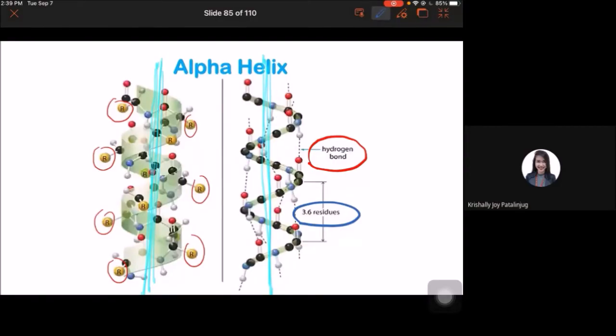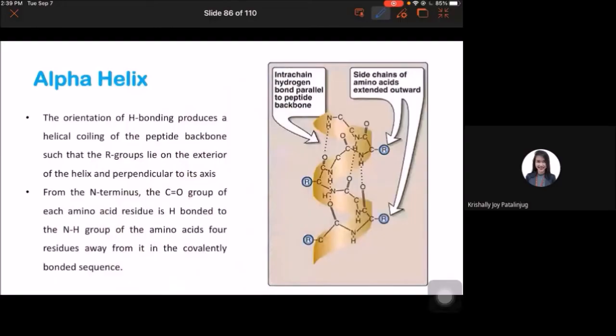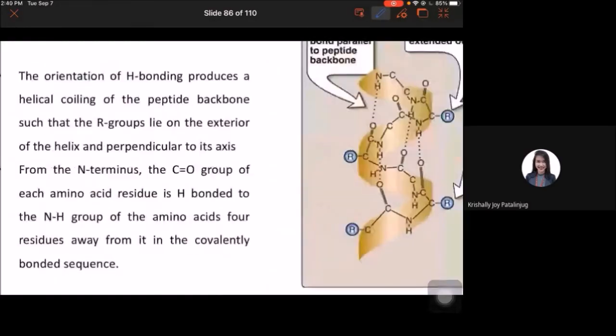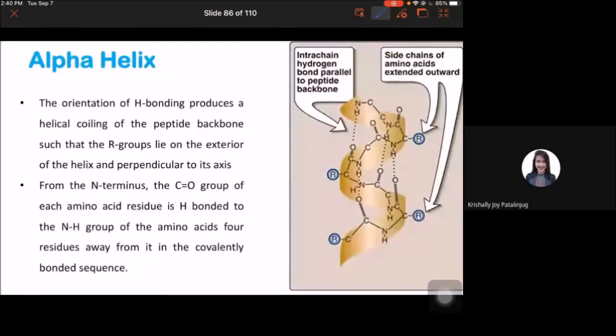Now, for these slides, all of this has been discussed already. It is just in statement form. As stated here, hydrogen bonding produces helical coiling, helical meaning spiral shape, of the peptide backbone such that the R groups lie on the exterior of the helix, perpendicular to the axis of rotation. That's it.